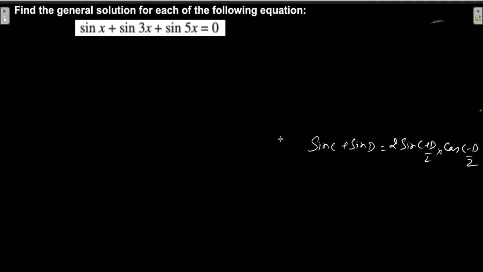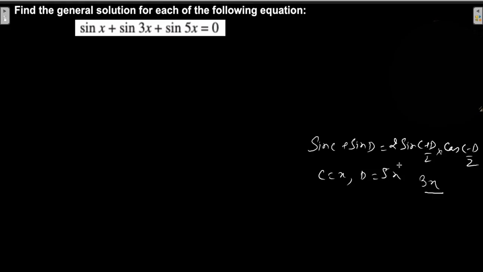Alright. Now, we know that this is sin c plus d, but which one to take, right? It's a question, right? And when you look at again closely, when you look at this, when you put c equals to x and d equals to 5x, then your c plus d by 2 will become what?